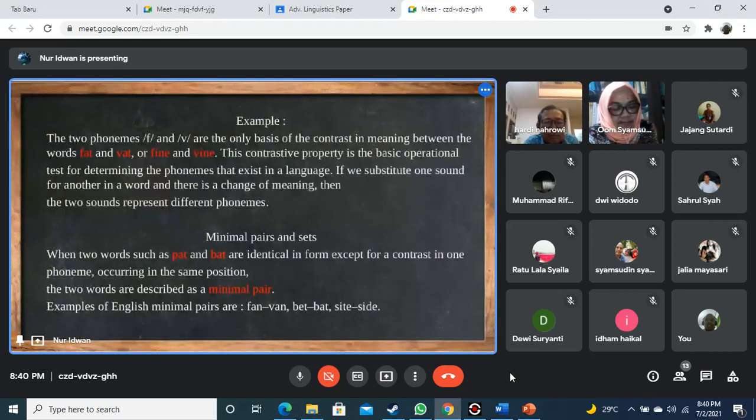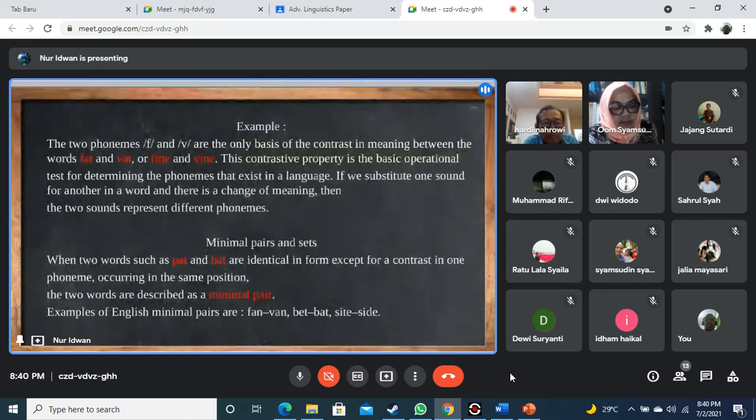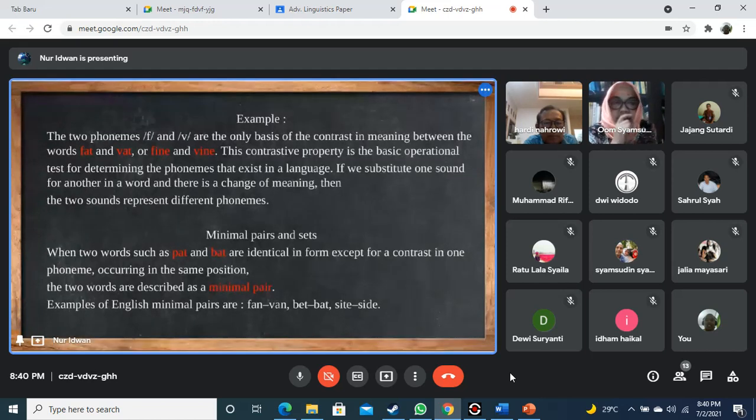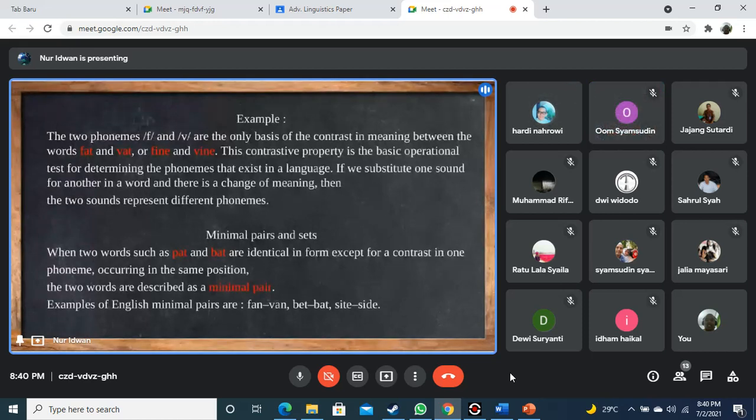The only basis of the contrast is in meaning, between the words fat and vat, or fine and vine. The contrastive property is a rational test for determining the phonemes that exist in a language. If we substitute one sound for another in a word and there is a change of meaning, then the two words represent different phonemes.